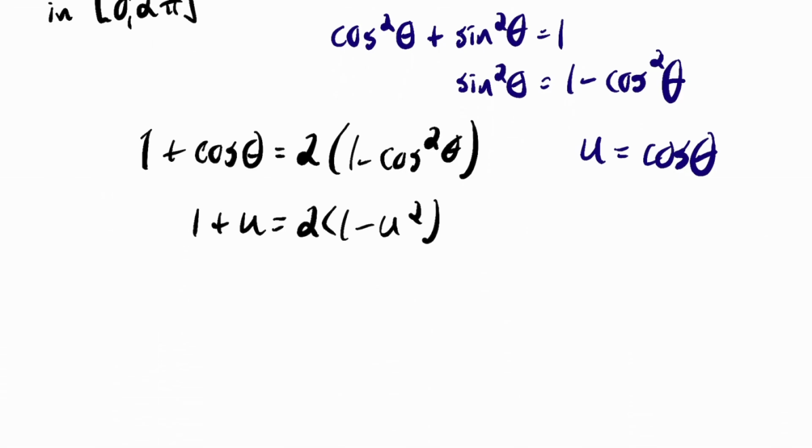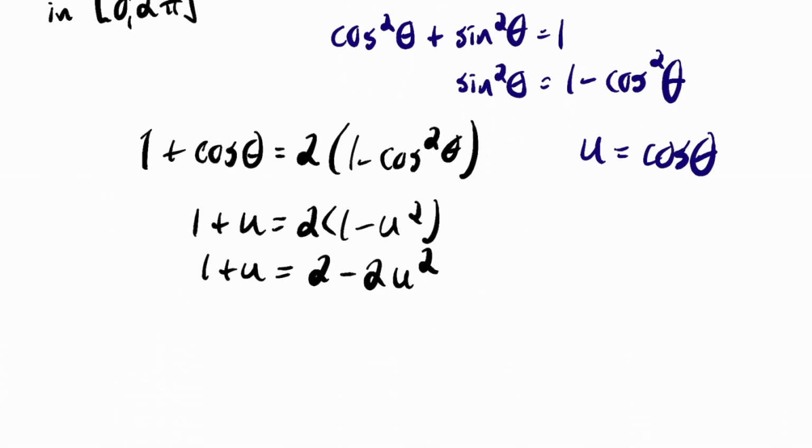I'm going to distribute the 2. So I'm going to have 1 plus u equals 2 minus 2u squared. And you might go, oh, this is a quadratic equation. And that's exactly how we're going to solve this.